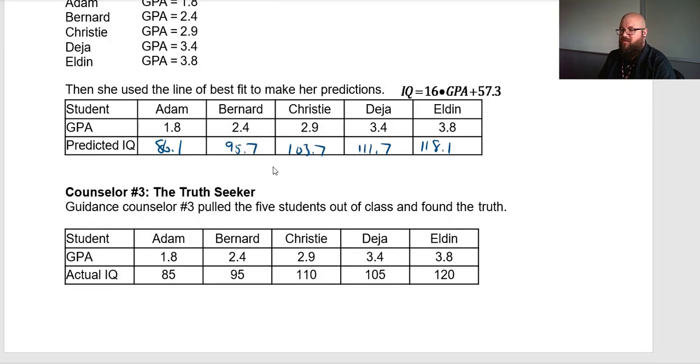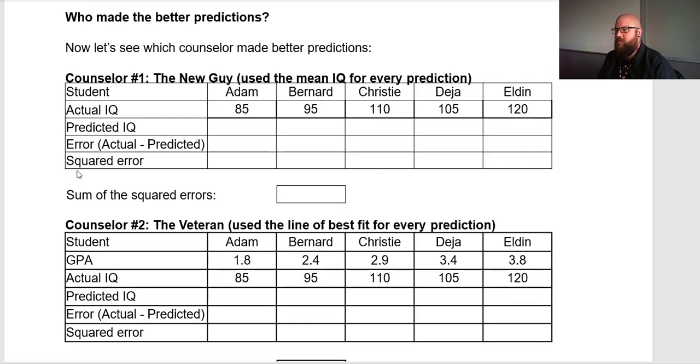The third counselor, the truth seeker of the group, pulled the 5 students out of class and found out the truth. So therefore, they got the actual IQ level for each one of them, right there. Who made the better predictions? So let's see here. With counselor 1, the new guy used the mean IQ for every prediction. So with this, predicted was 103 for everything.